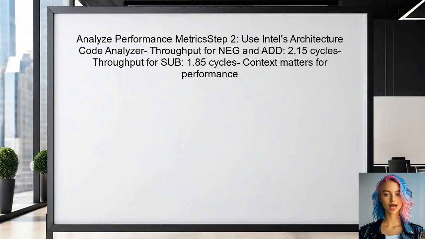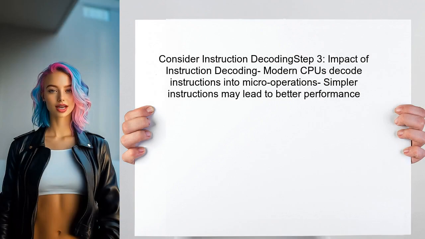Next, the user should analyze the performance metrics provided by Intel's Architecture Code Analyzer. This tool shows that the throughput for neg and add can sometimes be better than sub, depending on the context. The user should also consider the impact of instruction decoding. Modern CPUs often decode instructions into simpler micro-operations, which can affect performance. This might explain why neg and add are chosen.